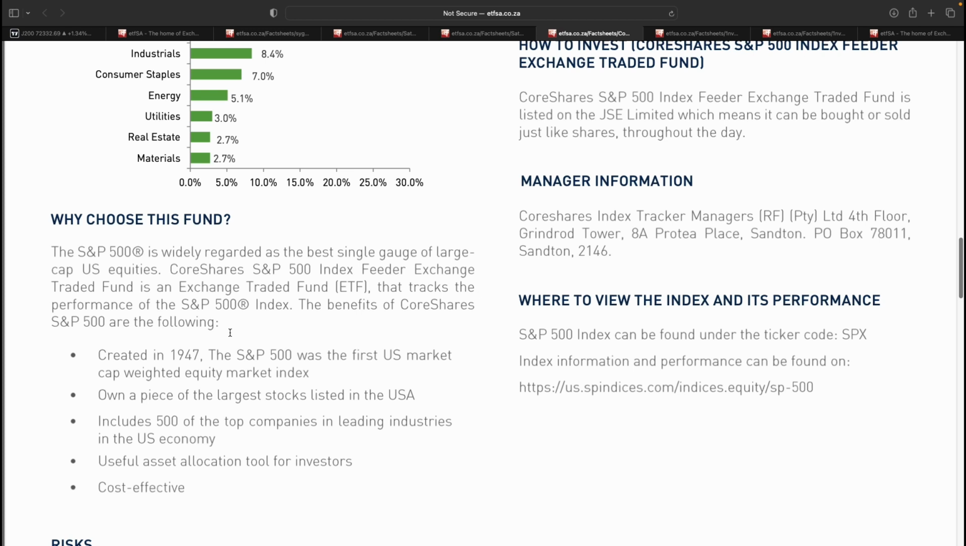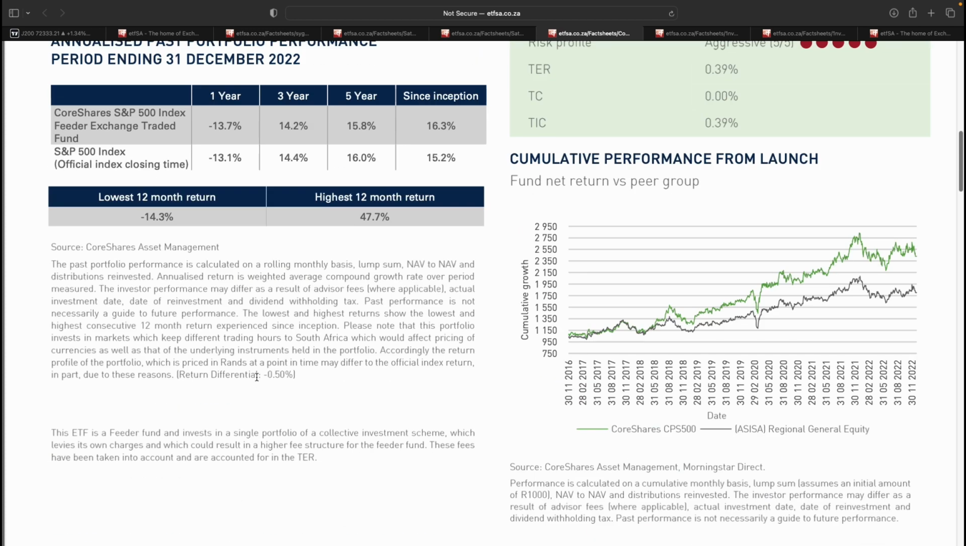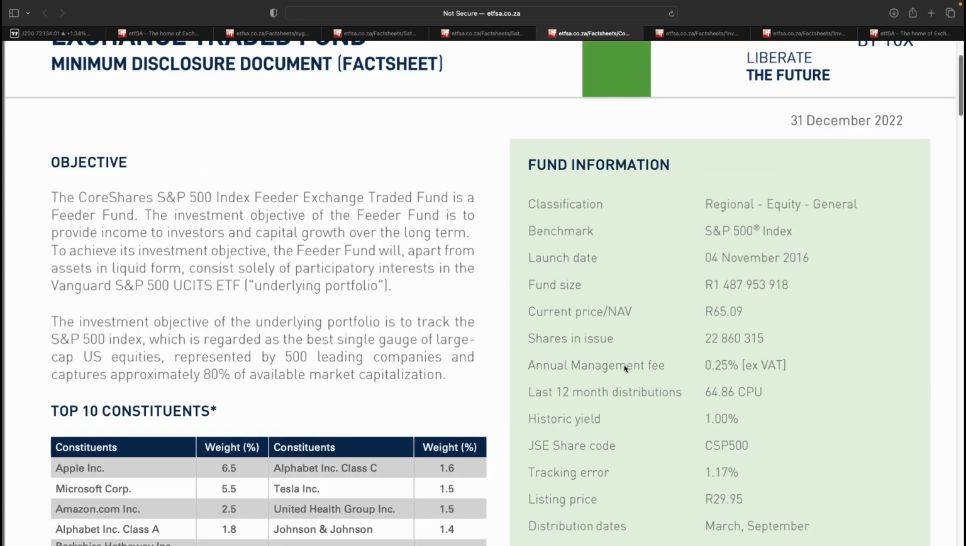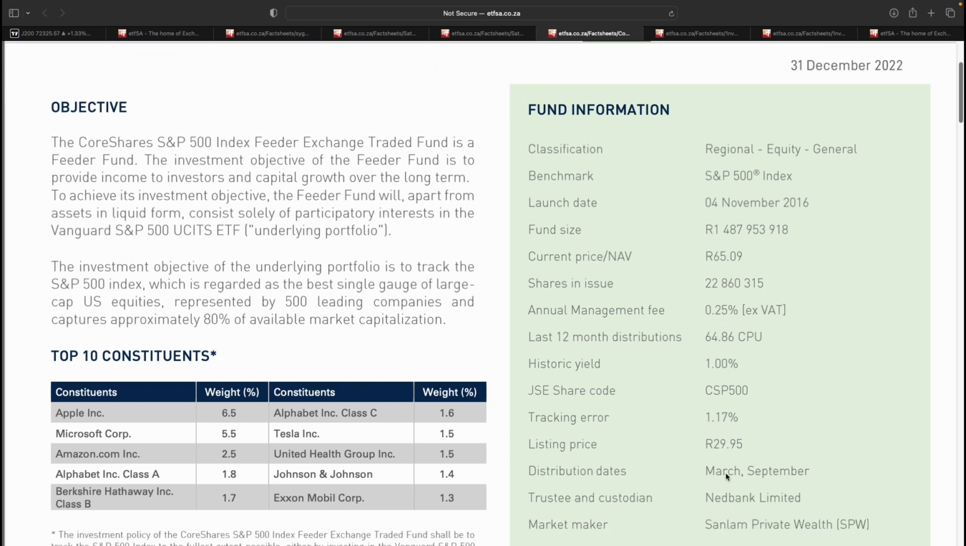So whenever they feel like the underlying ETF is not doing that job, then they start to buy some of those companies. Also, the Coreshares, we can see here there is a distribution, the last 12 months distribution of 64 cents per unit. So again, it seems like this one distributes once. Okay, there is a distribution date, it's March and September. So this ETF distributes biannually, same as the Sygnia S&P 500. Remember, at this moment, it is only the Satrix that does not distribute. So this one has a historical yield of about 1%, and it has a tracking error of about 1.17%.